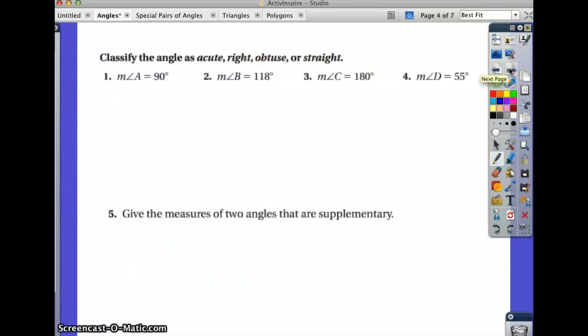More examples. Classify the angles as acute, right, obtuse, or straight. Number one, the measure of angle A is 90 degrees, so that is a right angle. Number two, the measure of angle B is 118 degrees, so that is between 90 and 180, which makes it obtuse. The measure of angle C is 180 degrees, which is a straight angle. And the measure of angle D is 55 degrees, which is less than 90, so it is acute.